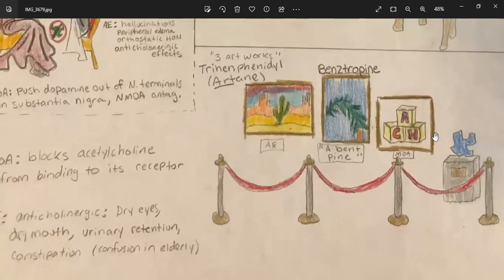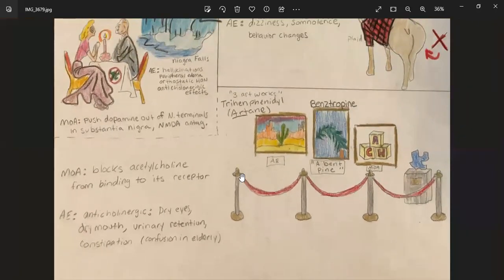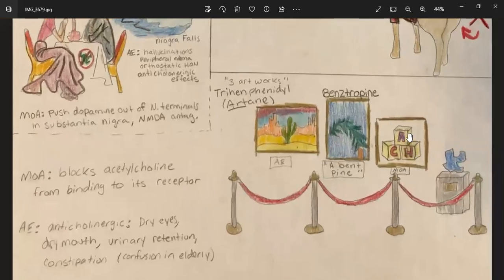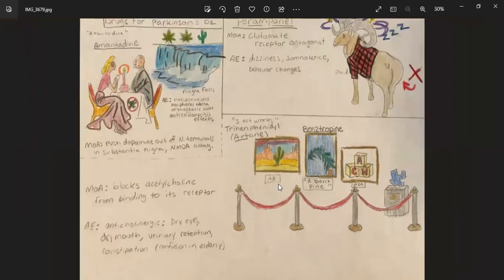Here we have 3 pieces of artwork. So artwork for Artane, and this one is a bent pine tree for benztropine, and these block acetylcholine, ACh, from binding to its receptor. Adverse effects are anticholinergic. So dry eyes, dry mouth, urinary retention, constipation, and confusion in the elderly.